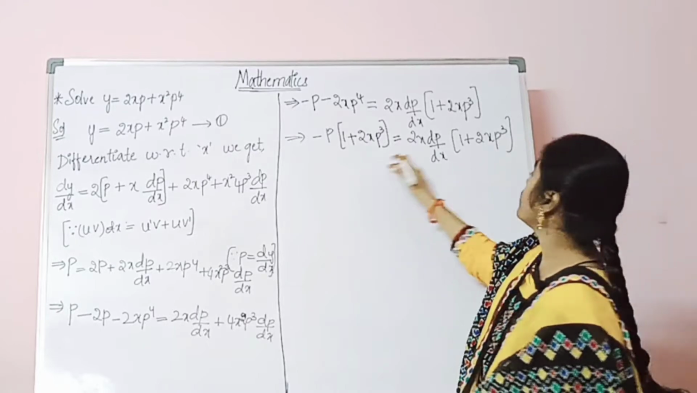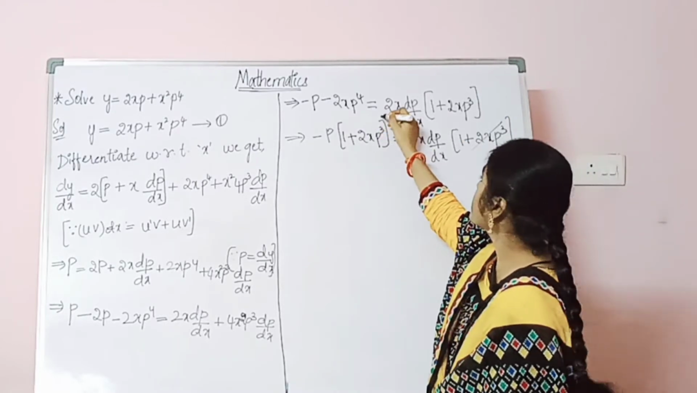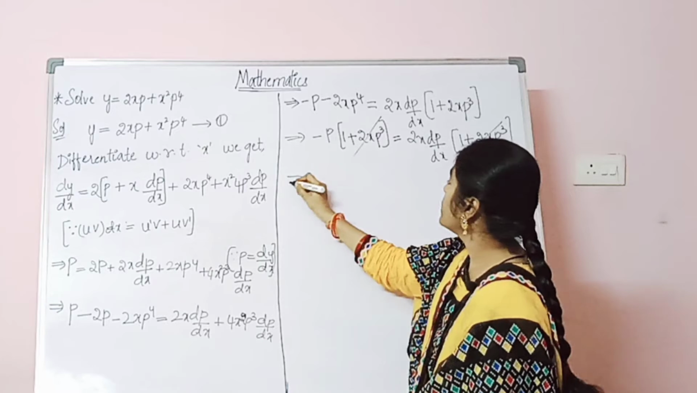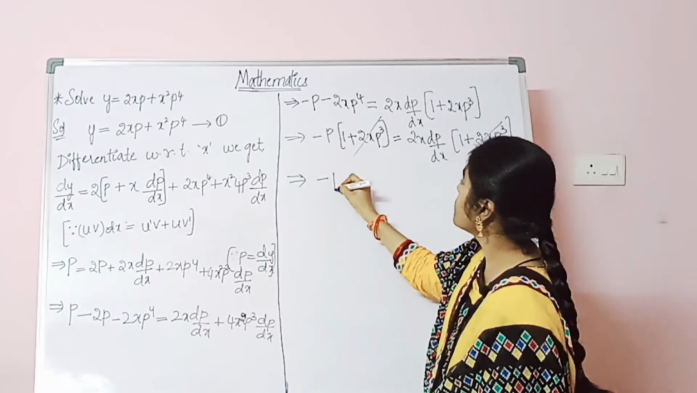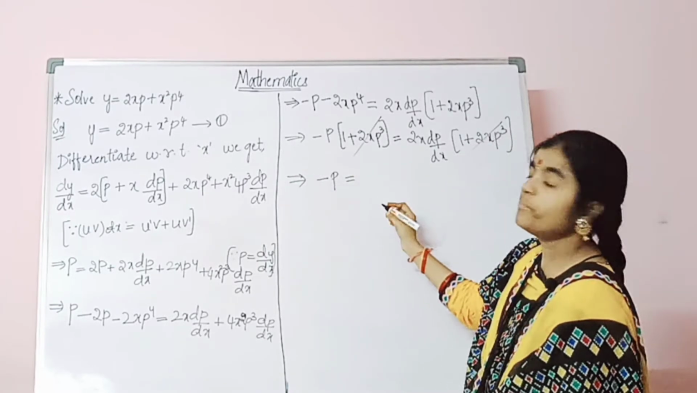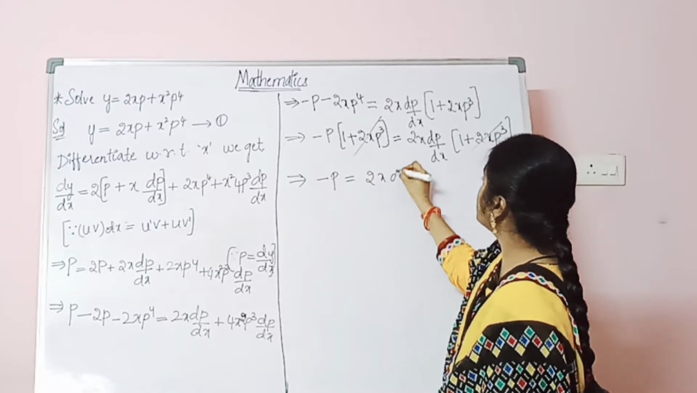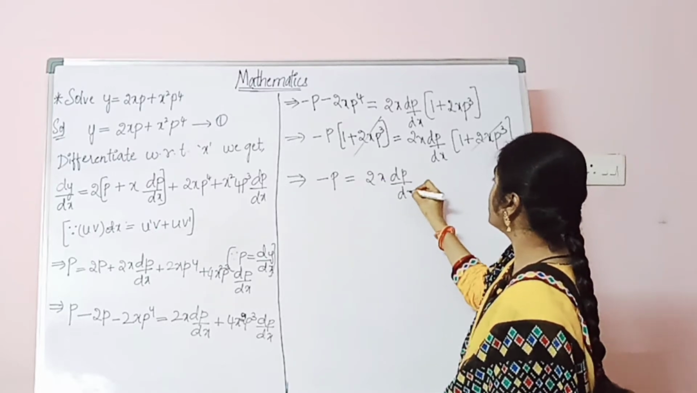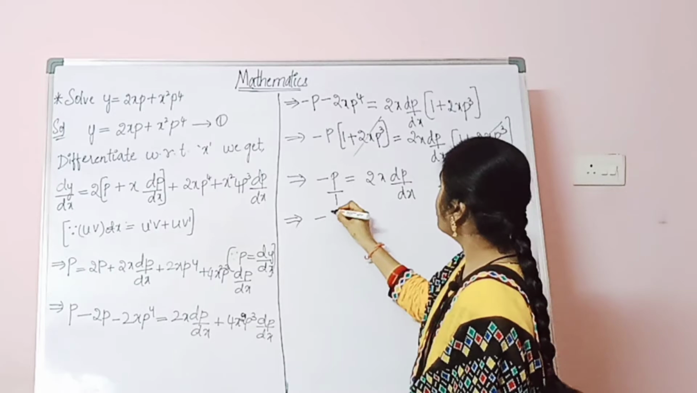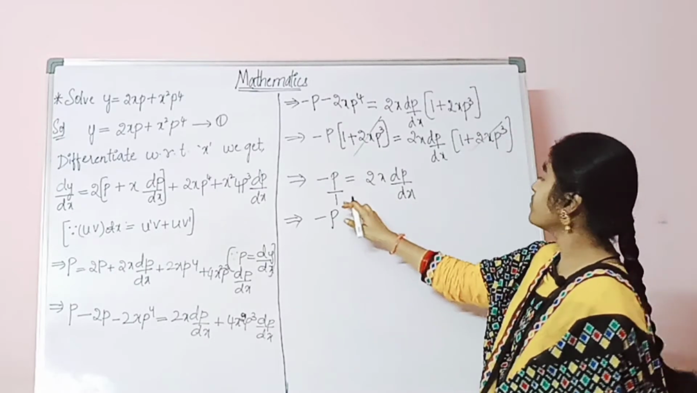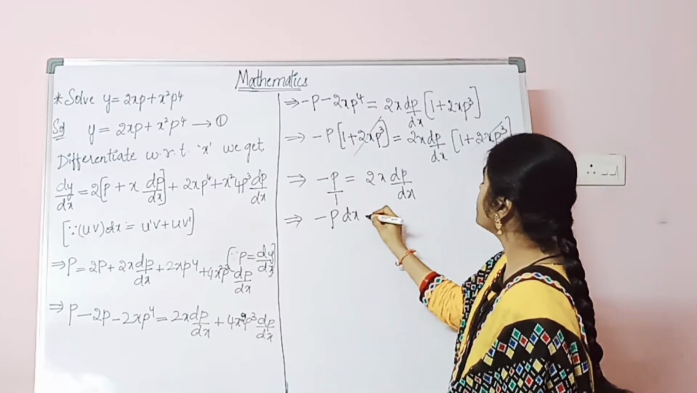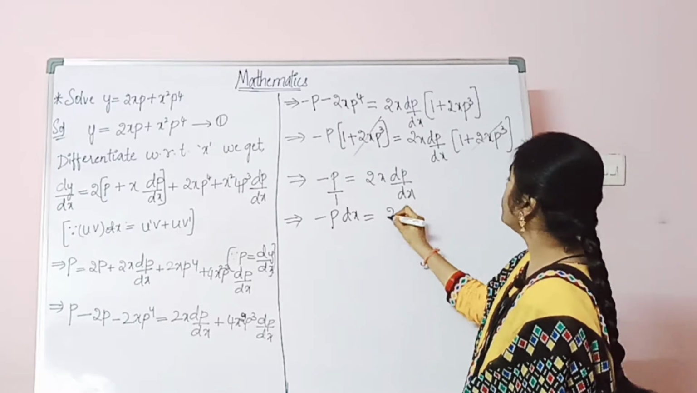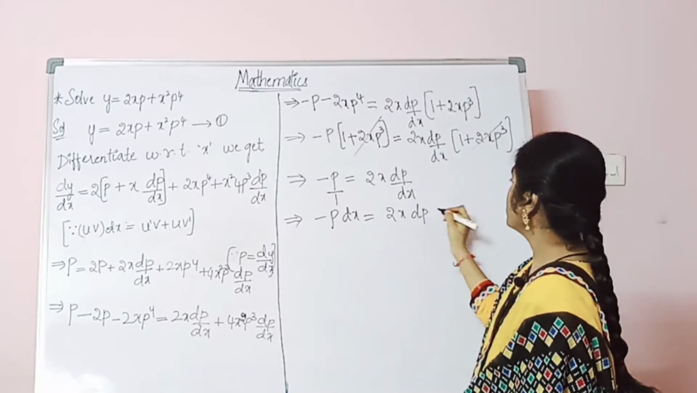Now this 1 plus 2x p cube, this 1 plus 2x p cube will be cancelled. What is remaining here? Minus p equals 2x dp by dx. That implies minus p into dx, we are taking this dx to this side. Minus p dx equals 2x dp.